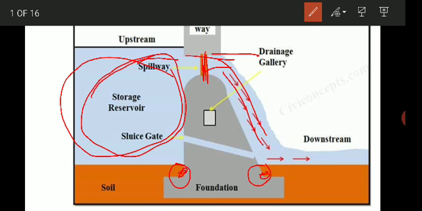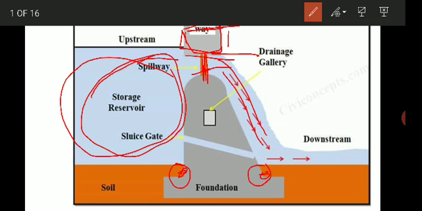Then this topmost portion of the dam is called the crest of the dam. Top of the dam is called the crest of the dam. Then there are parapet walls, which are placed along the top of the dam for the safety of a road or a walkway. So this is the parapet wall.